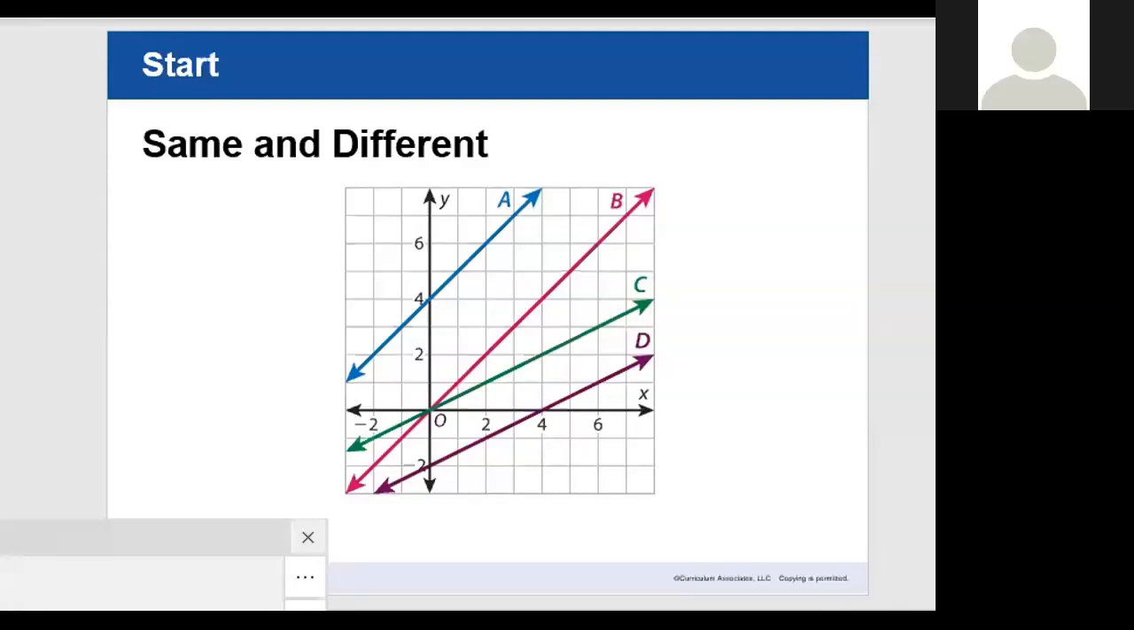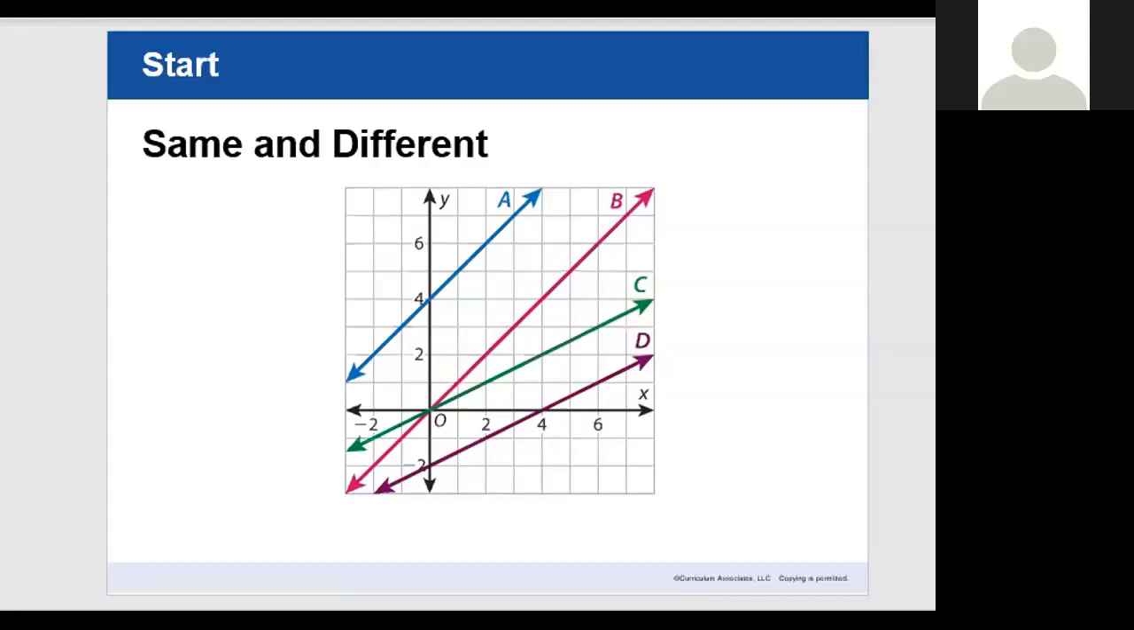Arnica said B and C both go through the origin. They do. Great noticing. So that is something the same for B and C. Ashin says A and B are parallel. They are. So Ashin, I'm going to push you. Then what is the same about those graphs? If they are parallel, what is the same?